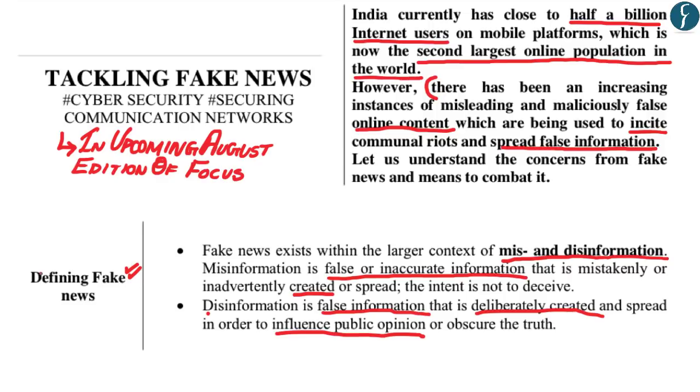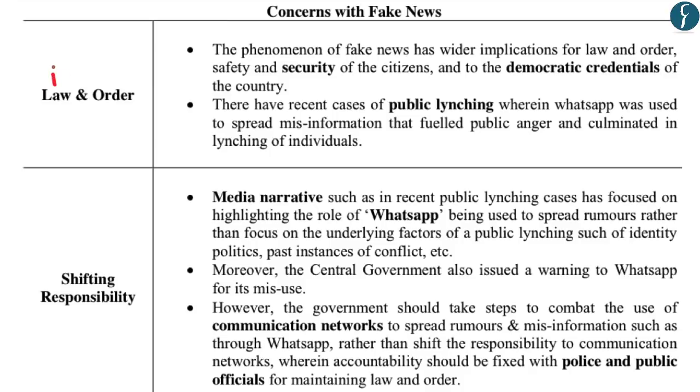Now, let us understand the various concerns with regards to fake news. The first concern is of law and order, wherein fake news has wider implications for law and order and the safety and security of the citizens of India. Apart from this, the spread of fake news also damages the democratic credentials of India. As you might be aware, there have been recent cases of public lynching, wherein WhatsApp was used to spread misinformation that fueled public anger, and the use of fake news to incite public lynching and mob violence creates issues of law and order in India and also damages the democratic credentials of India.